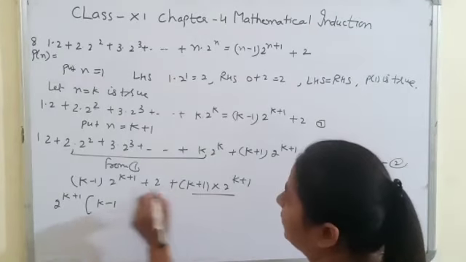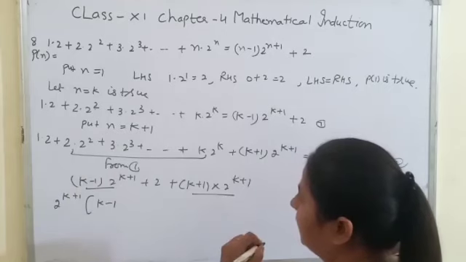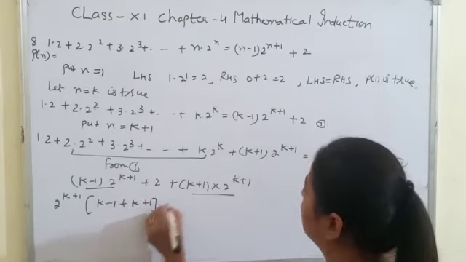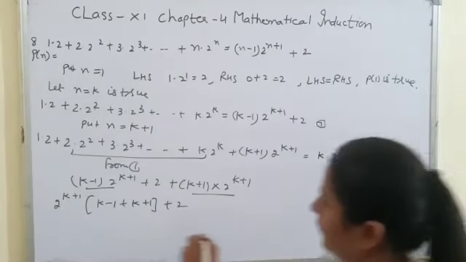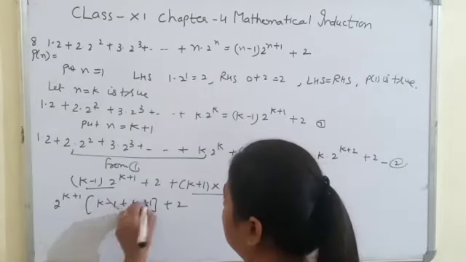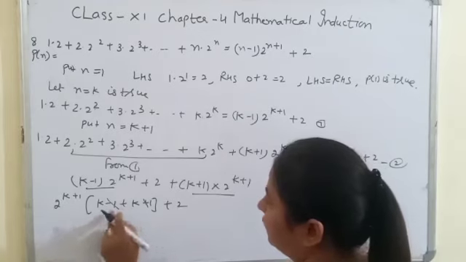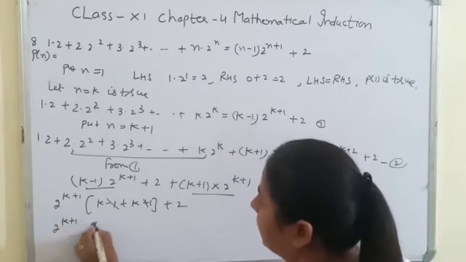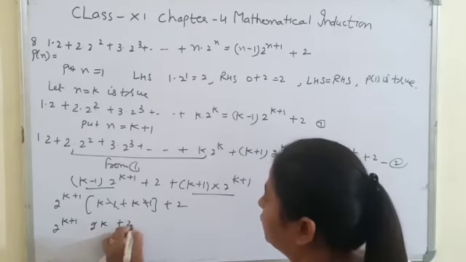We can take common from these two only. k minus 1, and this is the k plus 1 plus 2. So 1 is cancelled here, 2k minus 1 is cancelled here. So what do we have left? k plus 1, 2k plus 2.